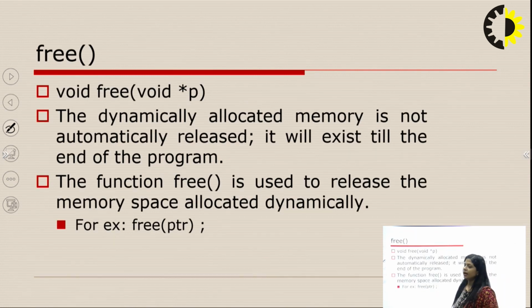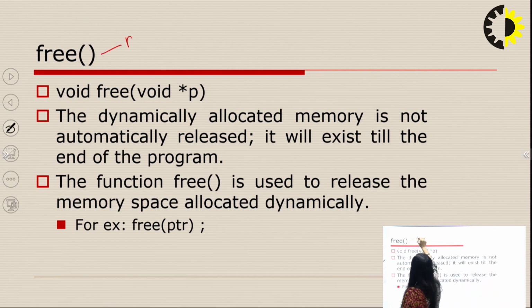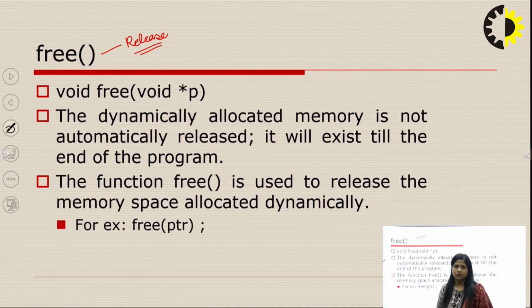And yes, here we have the last DMA function, that is free. Free, as the name indicates, is going to release memory which has already been allocated by either the MALLOC or CALLOC function. So what is the syntax? Simply we use the free function, and within the parentheses we include the pointer variable which is holding the address of that memory area.